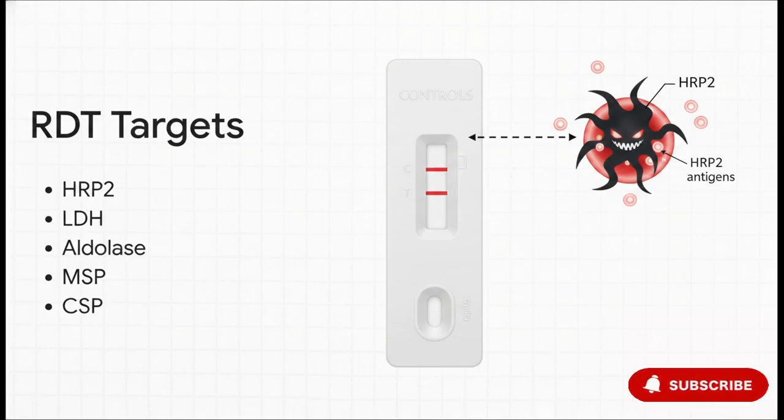Enter Rapid Diagnostic Tests, or RDTs. This was a real game changer. Instead of hunting for the parasite visually, these tests hunt for chemical fingerprints, specific antigens that the parasite leaves behind. A major one to know is histidine-rich protein 2, or HRP2, which is produced exclusively by that deadly Plasmodium falciparum. By detecting these proteins, RDTs make a rapid field diagnosis possible in minutes. You don't even need a lab, you can literally do it in a remote village.